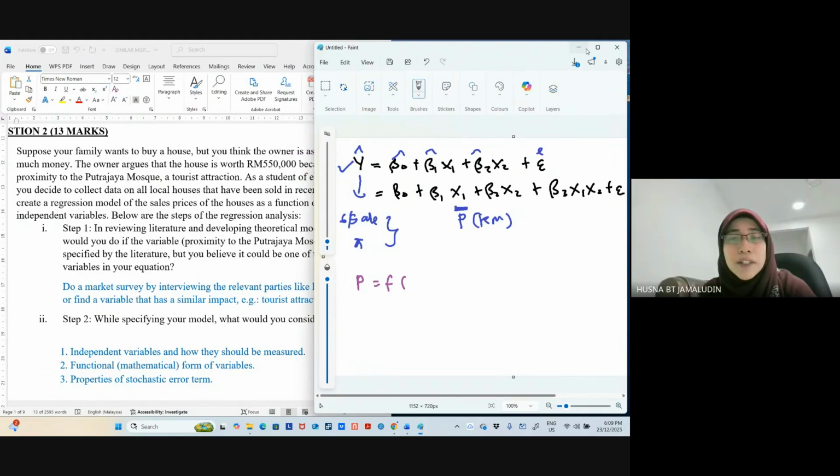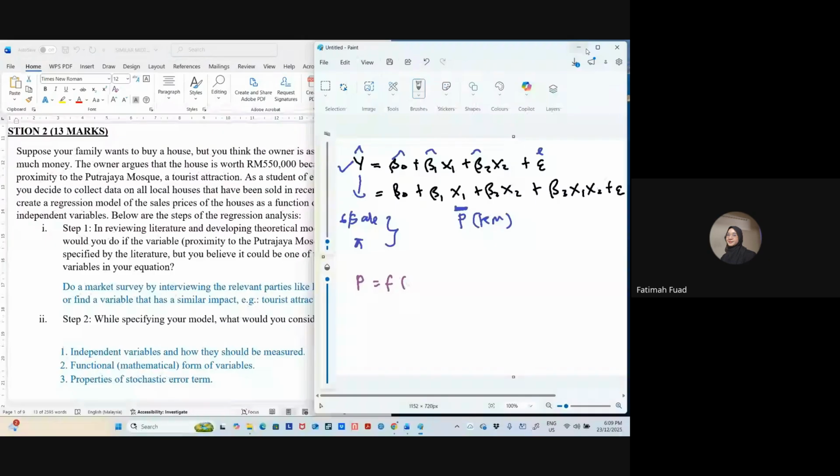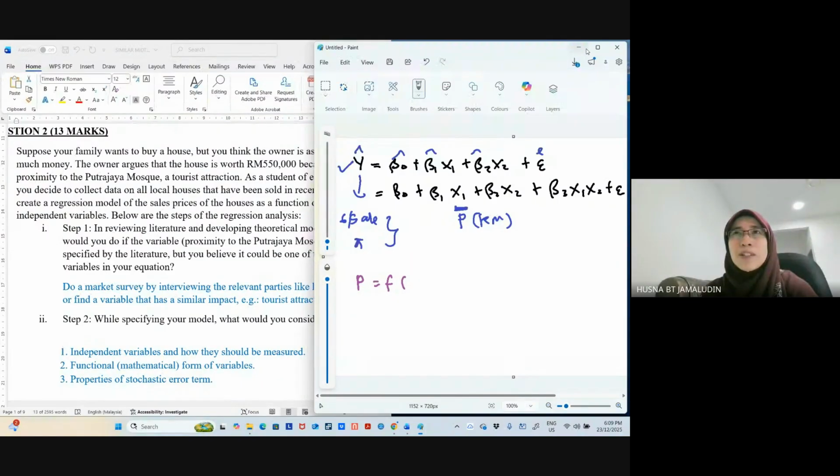What determines the price of the house? Location? Is it place or location? Okay. Place or location. Location of the house. Not so clear. What do you mean by location of the house?